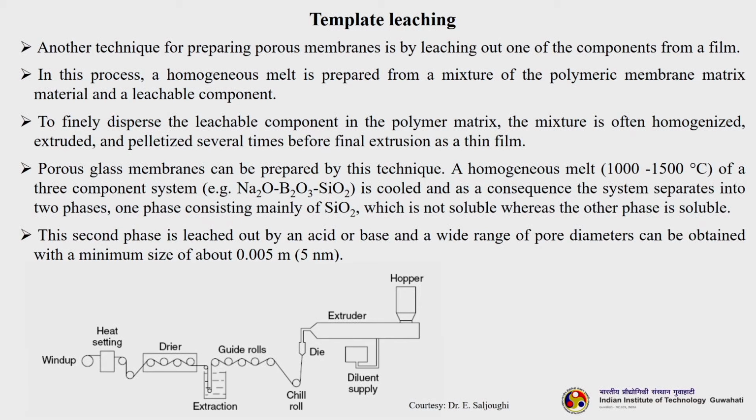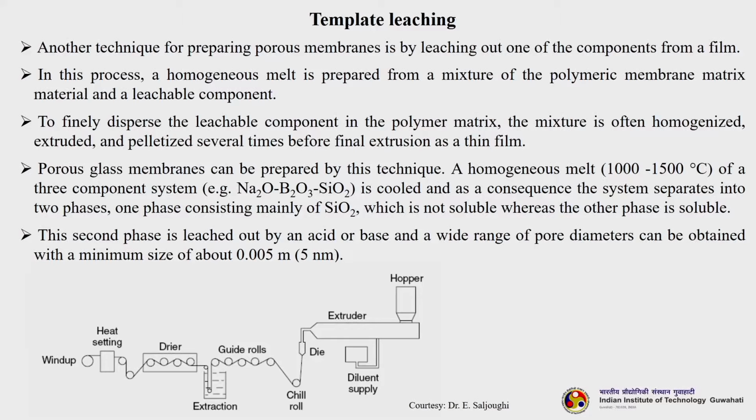So, what are these 2 phases? The one phase contains mainly silicon dioxide, and that phase is not soluble, right, and the other phase is soluble. Now, this second phase is leached out by an acid or base and a wide range of pore diameters can be obtained with a minimum size of about 0.005 meter. So, basically what is happening when the leaching is happening? This leaching is creating the pores.